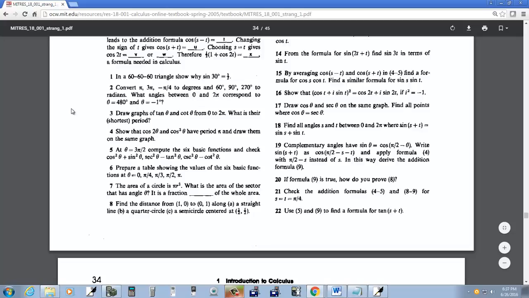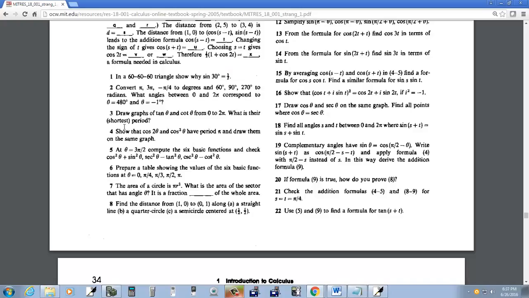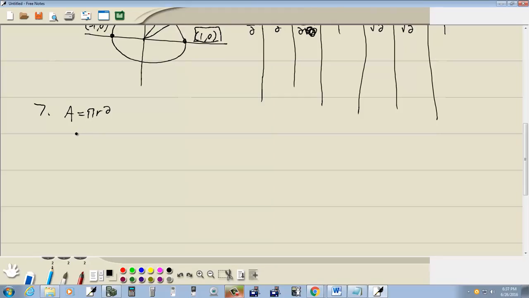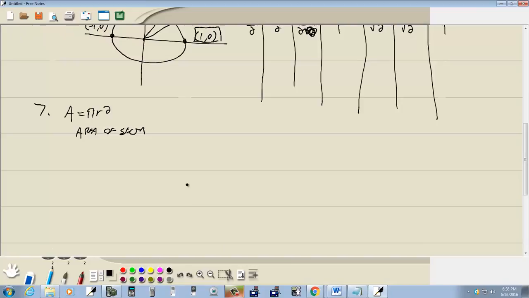The area of the circle is pi r squared. Area is equal to pi r squared. What is the area of the sector that has angle theta? It is a fraction of the whole area. The area of the sector that is angle theta. So if that's theta, then we're wanting to find this area right here.